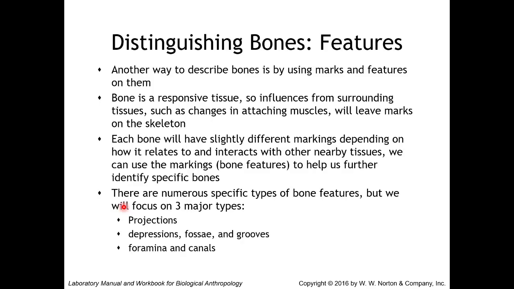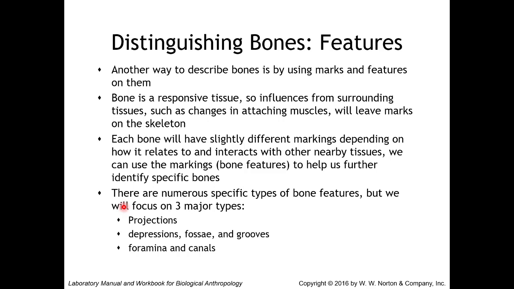How do we distinguish bones? There are several features that we can use to distinguish them aside from shape, right? Marks and features. Bone is a responsive tissue, so it's influenced by your surrounding tissues. Things like changes in your attaching muscles will leave marks on the skeleton. So each bone will have slightly different markings depending on how it relates to and interacts with your other nearby tissue. We can then use those markings, those bone features, to help us further identify specific bones.